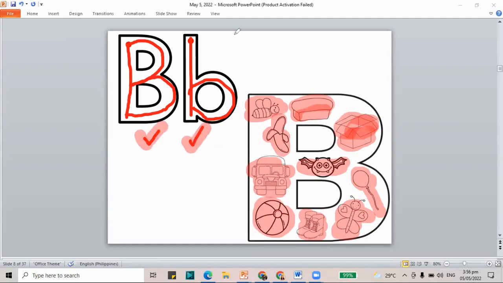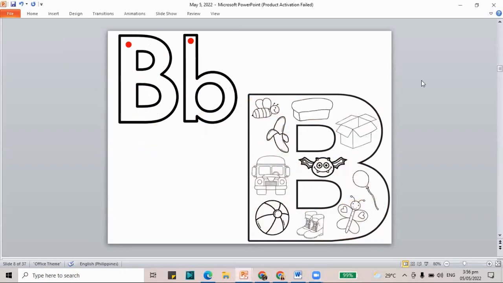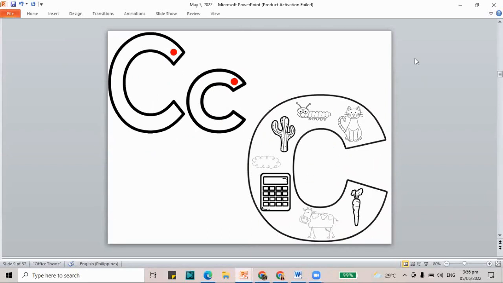Let's jump to another letter. And if you did letter B on your board, good job. Let's move to letter C. How do we make C? Letter C is like the curvy road for your cars to go to. So let's make C. Go around and stop. Go around and stop. You have your capital and lowercase c. And C has the c sound.